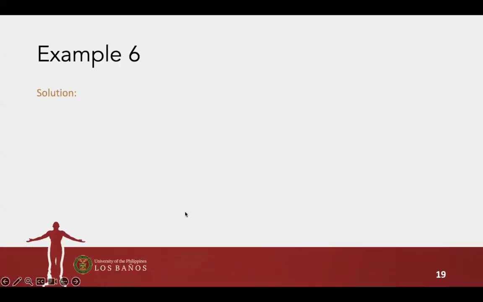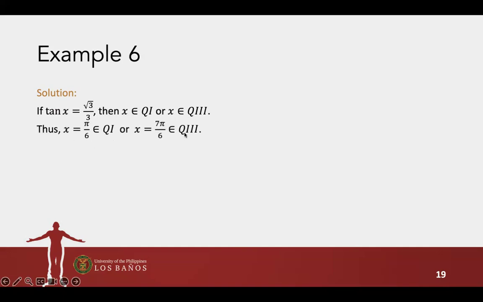So continuing the solution, if tangent x is square root of 3 over 3, again, this is positive, so it's greater than 0, then x must be in the first or in the third quadrant. All right? And the reference angle for this one, remember, tangent is equal to square root of 3 over 3 whenever your angle is pi over 6. Okay, that's our reference angle. So we have pi over 6 in the first quadrant, and to get the angle in the third quadrant, that is just pi plus the reference angle. So we get pi plus pi over 6. So that's 7 pi over 6.